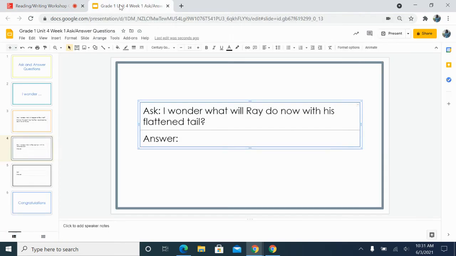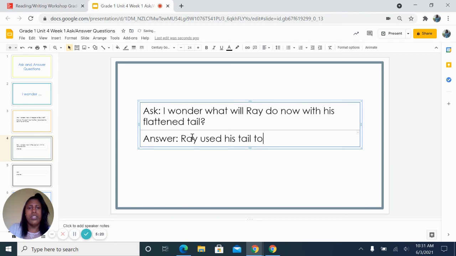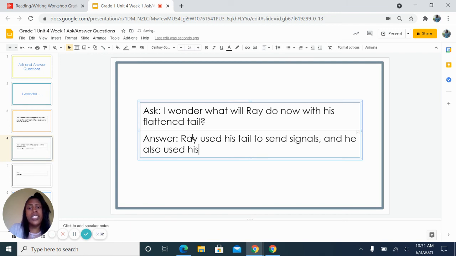You know what? I think that helps us discover our next answer. We said, I wonder what will Ray do now with his flattened tail? We found lots of different answers. Ray used his tail to send signals, and he also used his tail to carry his friends across the lake.